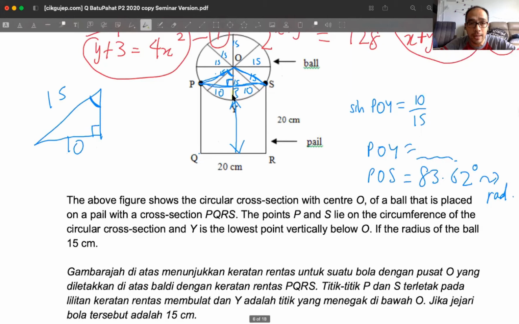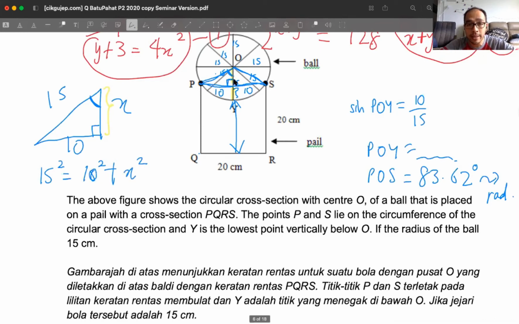So I need to find this particular length. How do I find it? I know that the whole thing over here is 15. Can I find this length? Yes, because I already have this length and this length. What can I use to find this? I use Pythagoras theorem. 15 squared equals 10 squared plus, I'm going to call this x, x squared.